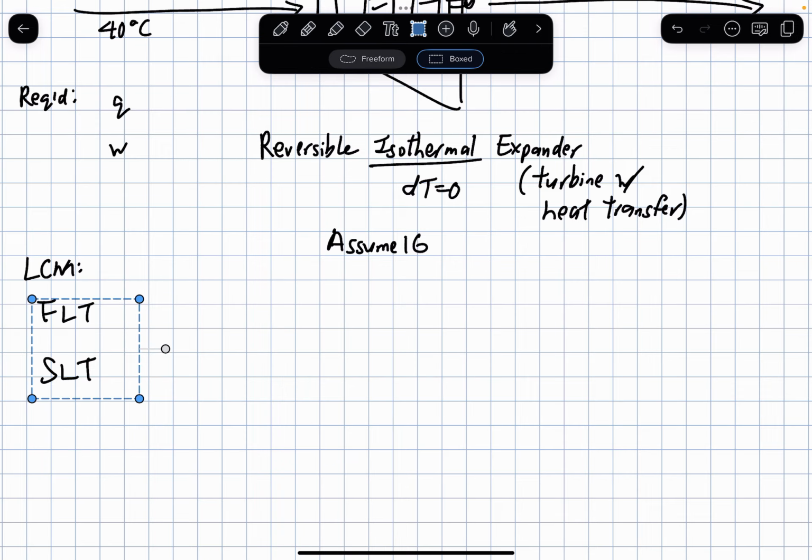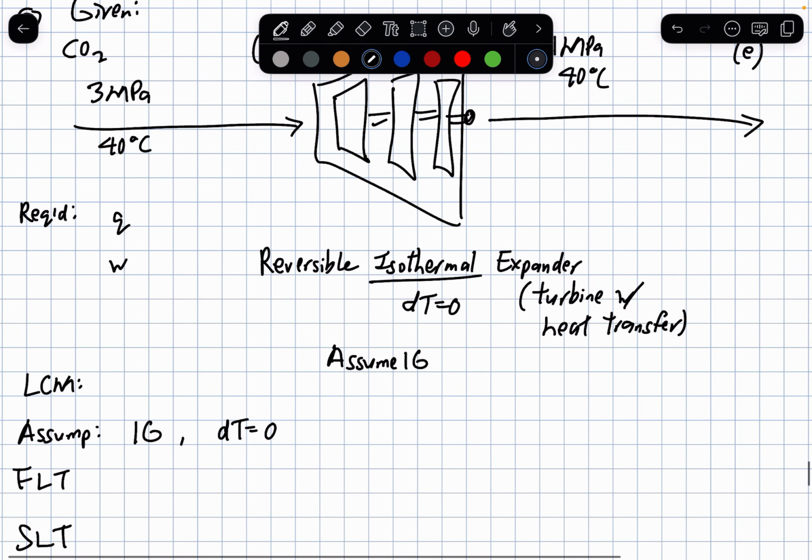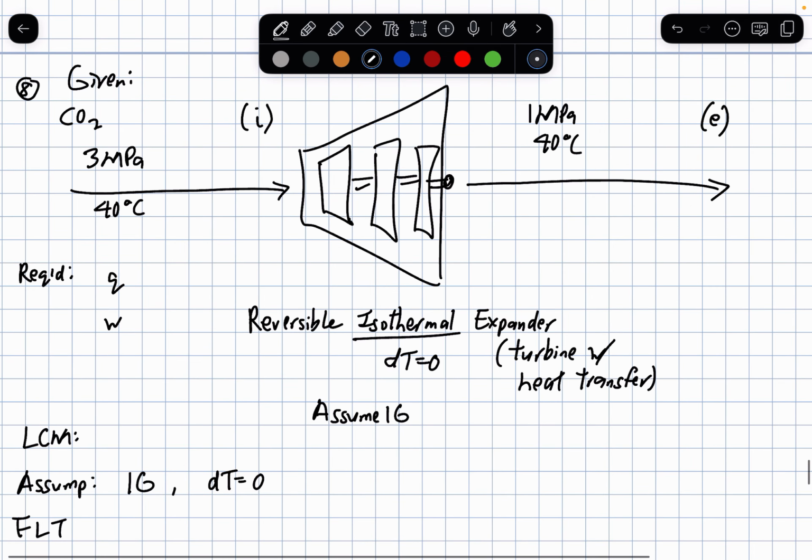Let's start first with LCM. Then assumptions. Ideal gas, dT equals 0. Is the process steady state or transient state? The process is steady state, no? Because there is no mention of accumulation.